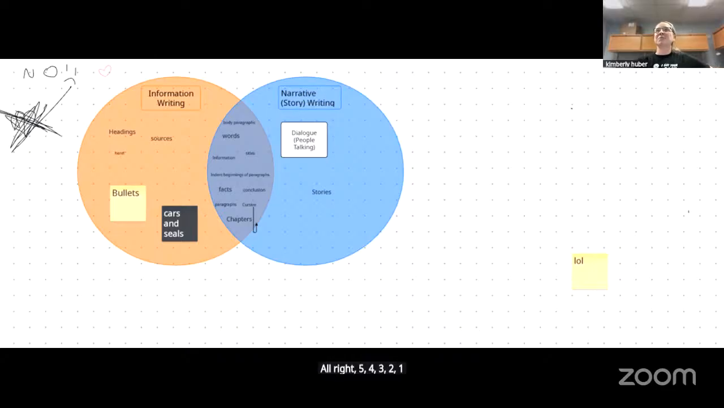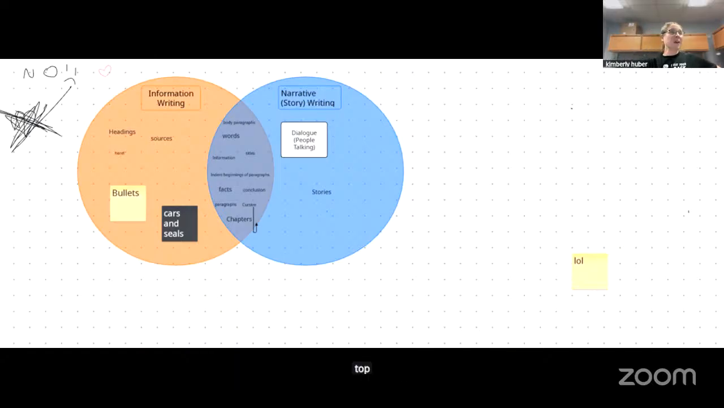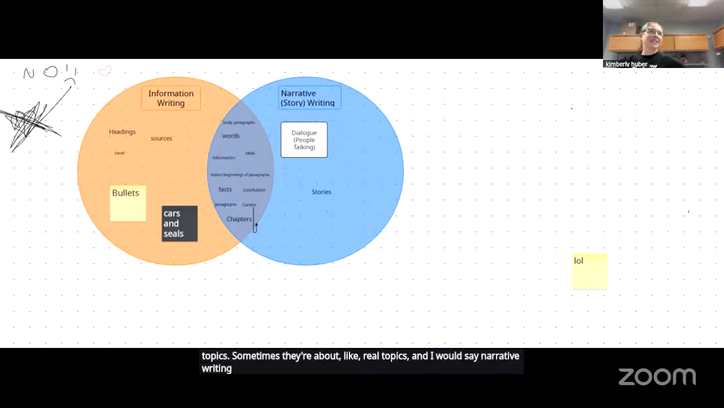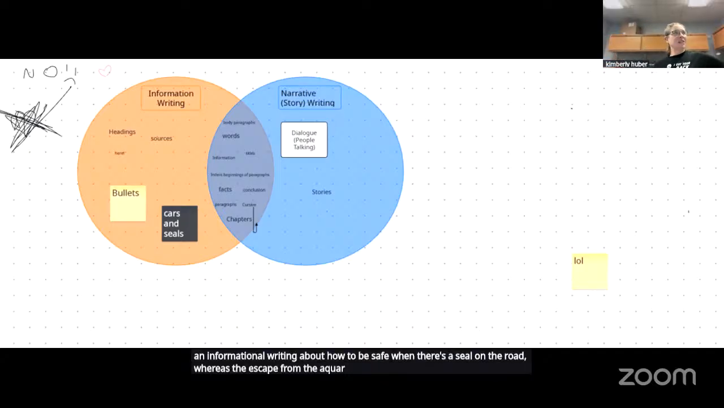All right, so I'm going to push the present. And we have like sources and headings, and they can have bullets, topics. Sometimes they're about real topics. And I would say narrative writing could also be about things like cars and seals. You could do both. Like the one we saw from our anonymous student was an informational writing about how to be safe when there's a seal on the road, whereas the escape from the aquarium was a narrative, right? It's a story about escaping from an aquarium.